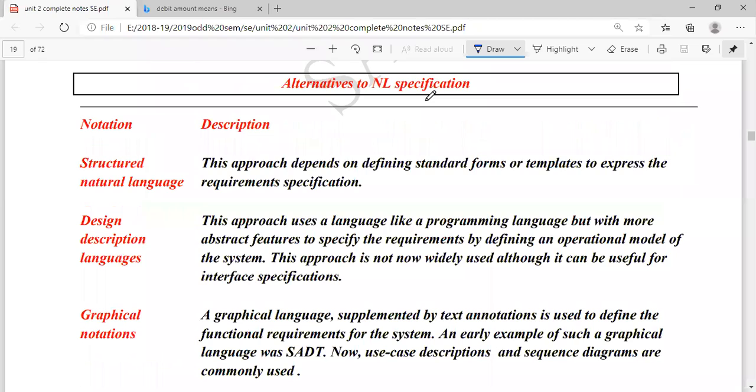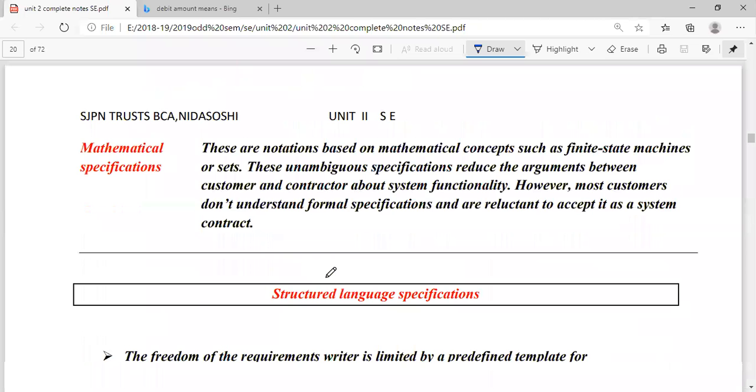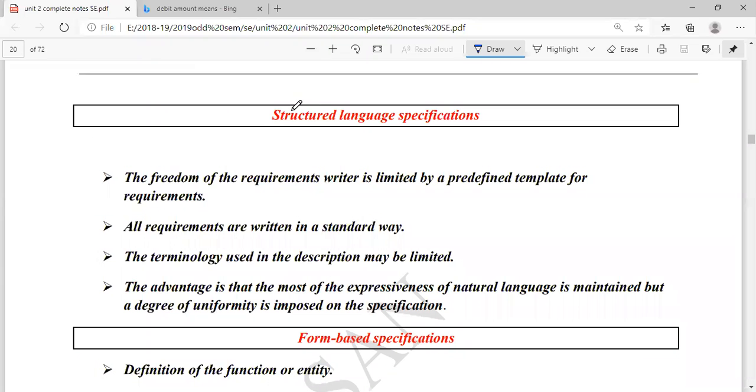So this question is rarely asked. They may ask you this question for 5 marks, saying that what are the alternatives to natural language. Okay, so we will see one by one. So first alternative way of writing that black book is structured language. Okay. So what is structured language?